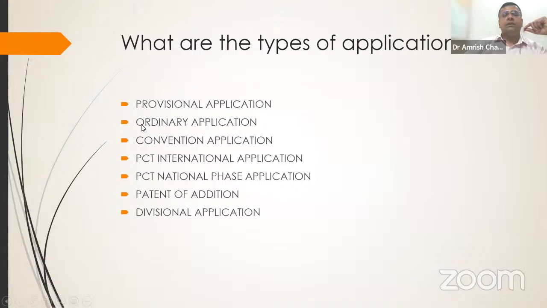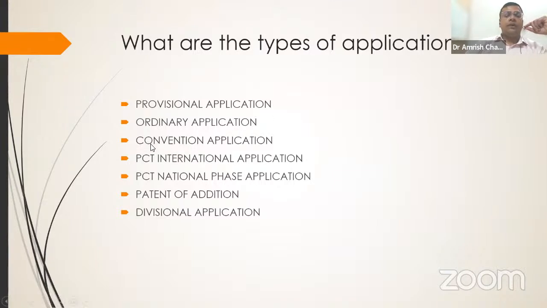The second thing is called a complete application. In technical terms, it is known as an ordinary application because that is what everyone usually goes for. So when you go for an ordinary application, you will have to have everything with you, your methodology, your results, your graphs, figures, whatever you have. And this application will also contain the claims of the invention. So the claims of the invention will define the boundary of the invention, basically.